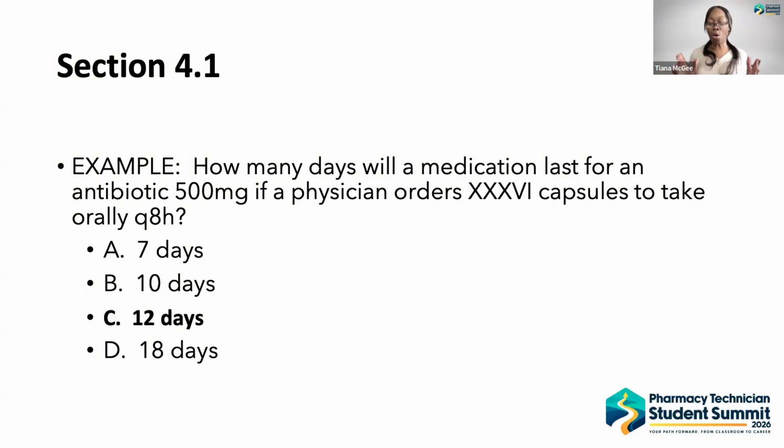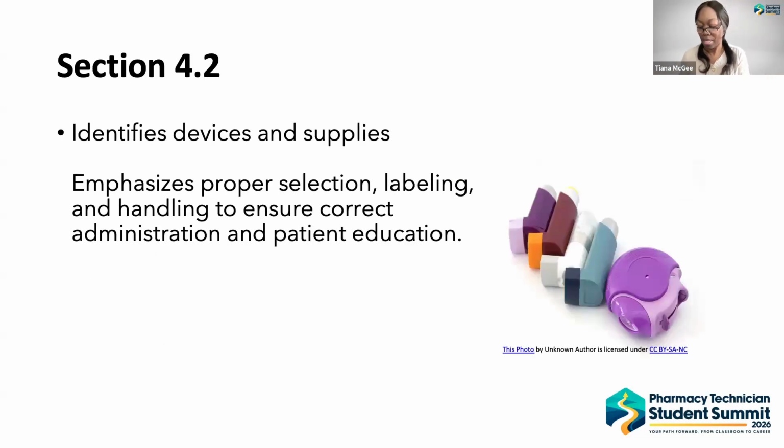Okay, so those are some examples of what Section 4.1 can look like. And even though it was very heavy, just know that multiple things can be in one question. Okay, all right, let's move on to Section 4.2. This section identifies devices and supplies. What supplies? Supplies for like diabetes or any type of medication administration.